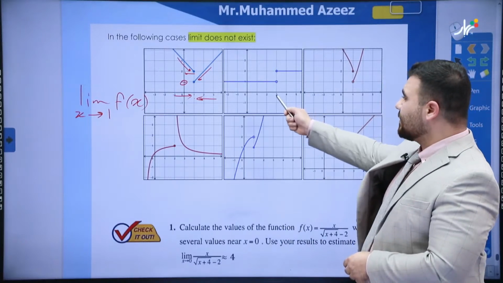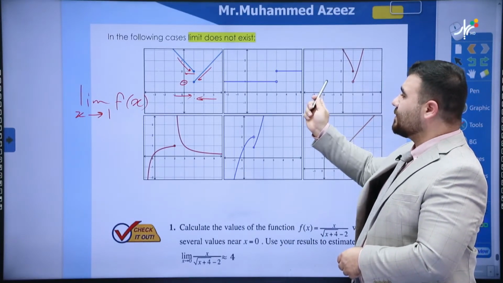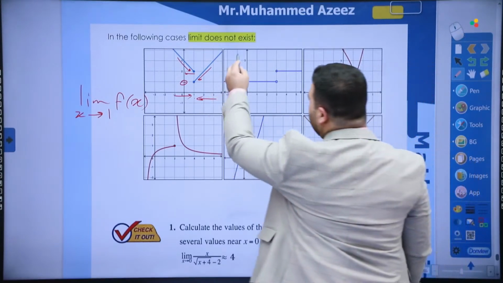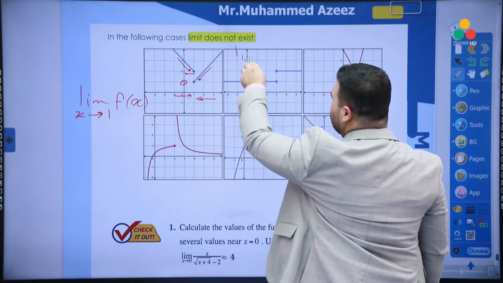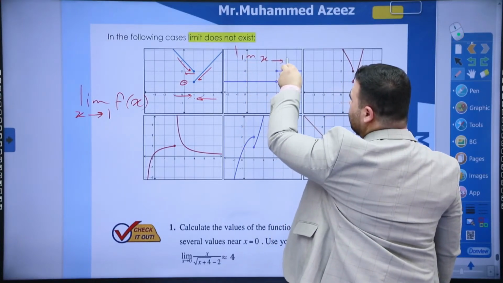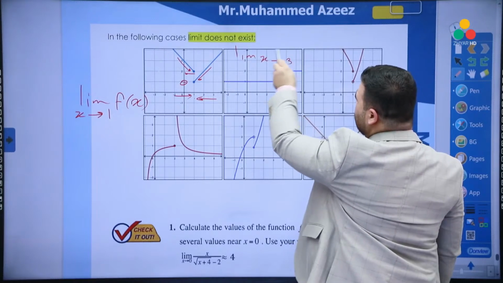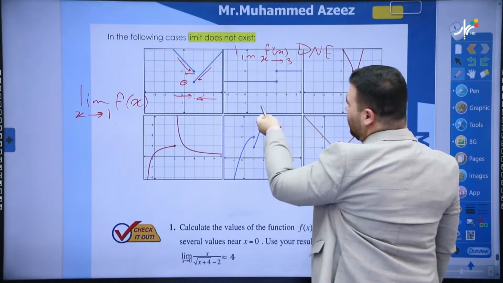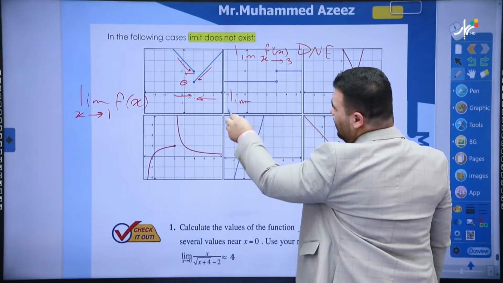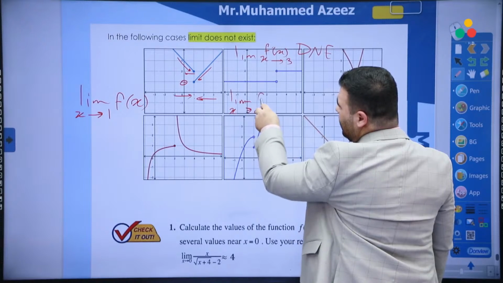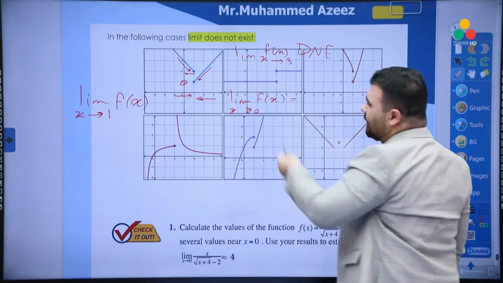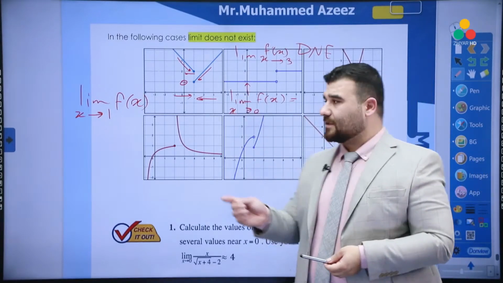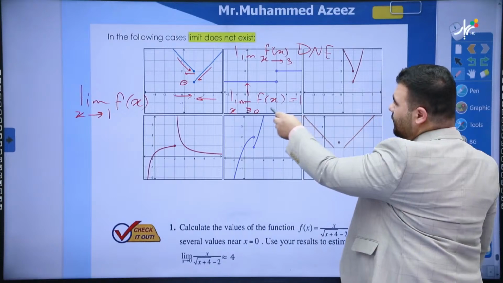Similarly, here since the graph at 3 is broken, the limit at 3 does not exist. But the limit at any other number exists, had no problem. Like here, for this graph, if I say limit x approaching 3, this one does not exist for f(x). But for the same graph, if I say limit x approaching 0 for f(x), this one exists. At 0, the graph is not two pieces, it's one graph. At 0, result is 1, so the limit is 1 for 0 in this graph.